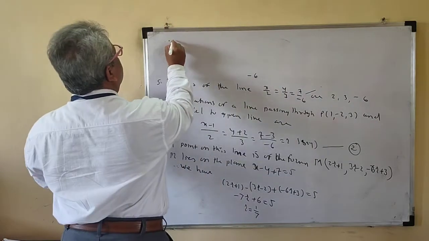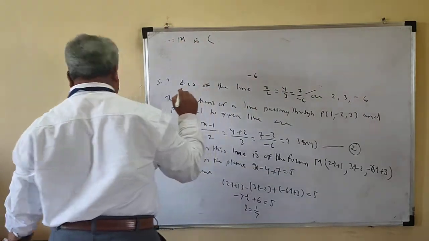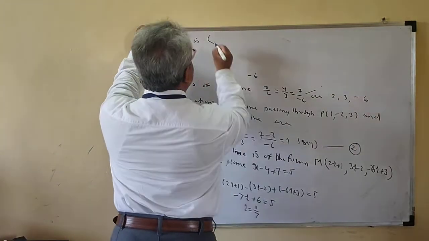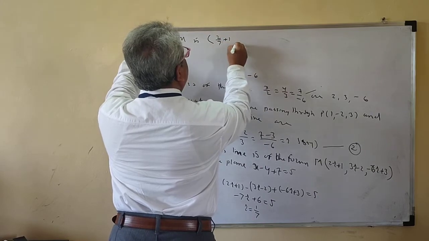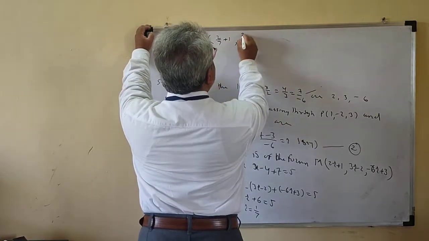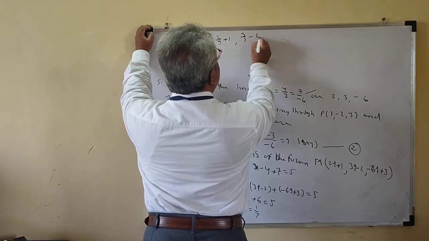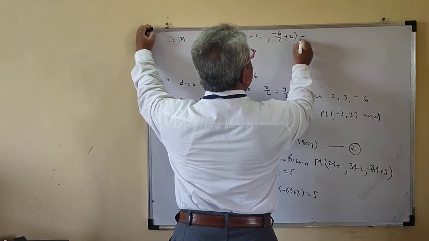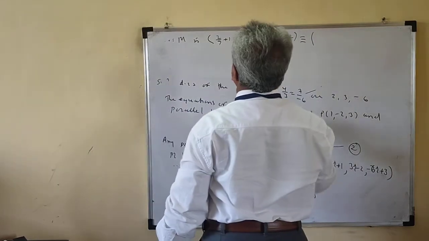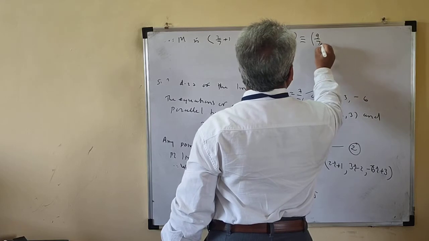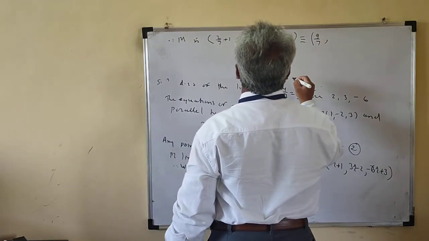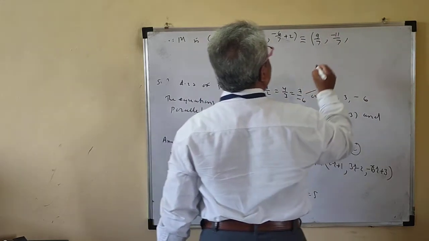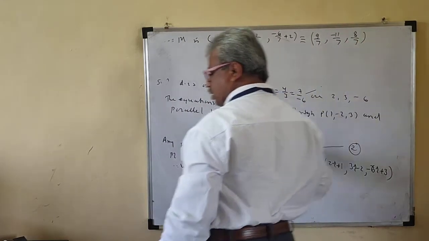So therefore m is 2 by 7, then 3 by 7, minus 2, minus 6 by 7 plus 2. So this is equivalent to 9 by 7, minus 14, so minus 7 by 7, so 14, so 8 by 7.